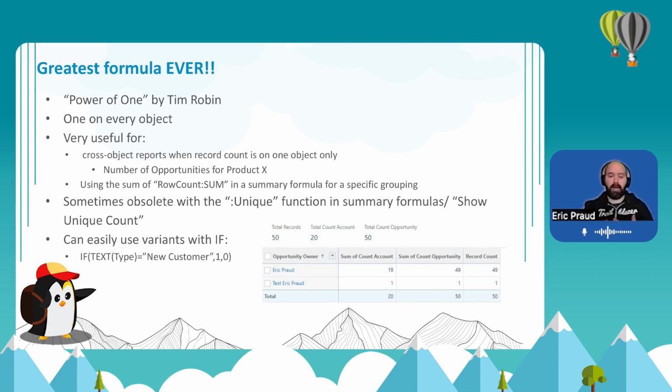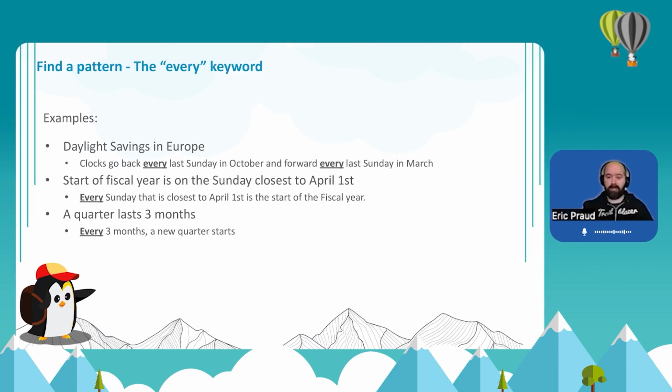This same principle applies if you want to count the number of records with specifics. For example, here's a formula that would give you the record count of accounts where the type pick list is set to new customer. Find a pattern. Every formula has a pattern behind it. Some are easier to find than others. Try to rephrase the requirement using the word every. For example, for daylight savings in Europe, clocks go back every last Sunday in October, and they go forward every last Sunday in March. By doing so, you'll find the pattern and therefore the logic behind the formula.